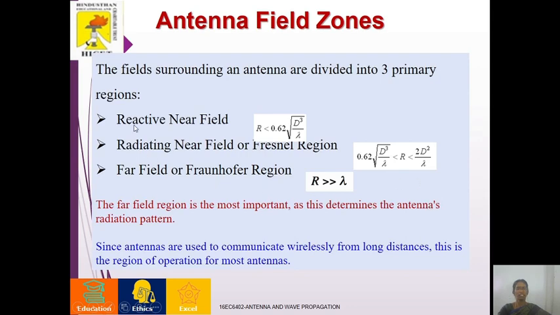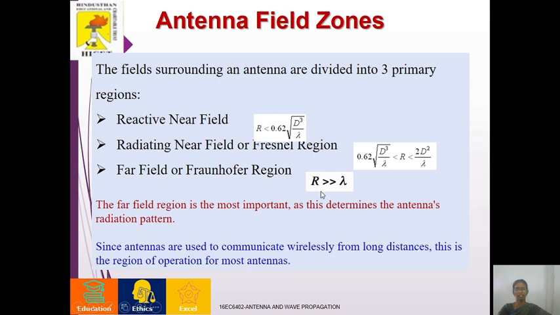So, the first field, reactive near field, is at a radial distance less than 0.62 root of D cube by lambda. The second field region, called the radiating near field region or the Fresnel region, lies between 0.62 root of D cube by lambda and 2D squared by lambda. And the third field zone, far field or Fraunhofer region, lies with a radial distance very much greater than lambda, where D is the dimension of your antenna, lambda is your operating wavelength, and this capital R is the radiating distance from the antenna.